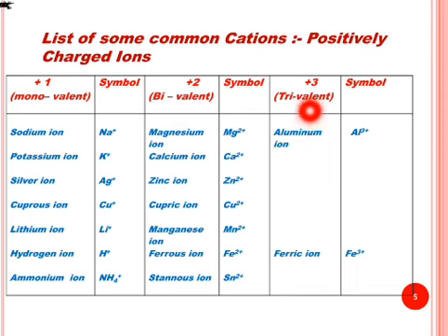And in this column, we see trivalent ions having charge +3, or whose valency is 3. Aluminium ion Al3+, ferric ion Fe3+. Students, you must have seen in this table that there are some elements that have more than one valency, like cuprous ion Cu1+, cupric ion Cu2+, ferrous ion Fe2+, ferric ion Fe3+.